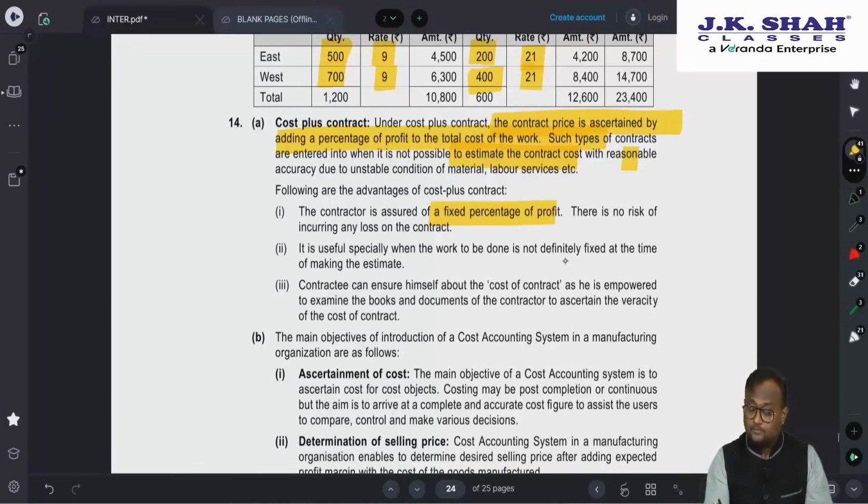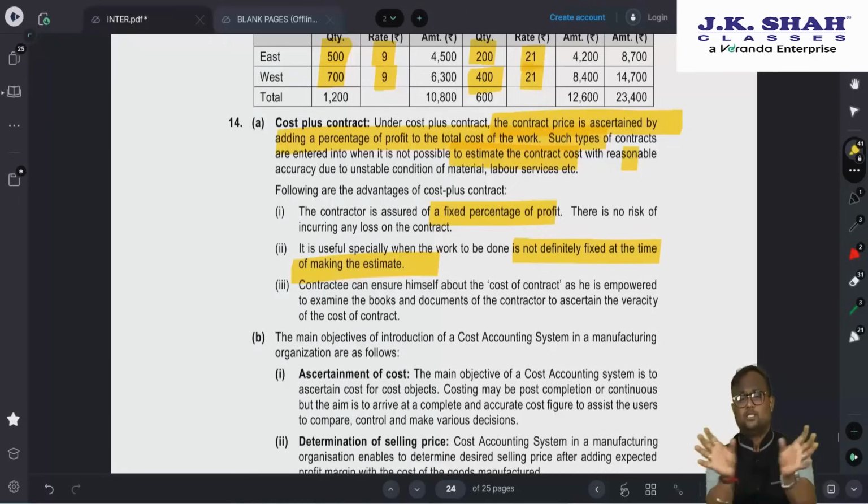Secondly, it is useful especially when the work to be done is not definitely fixed at the time of making the estimate. I don't know what exactly you want. You have given me the basic scenario. You want the building to be done in this way, and then you say, you construct the building and probably 1 BHK, 2 BHK will be merged together, and I'll convert that into office. You do whatever you want to do.